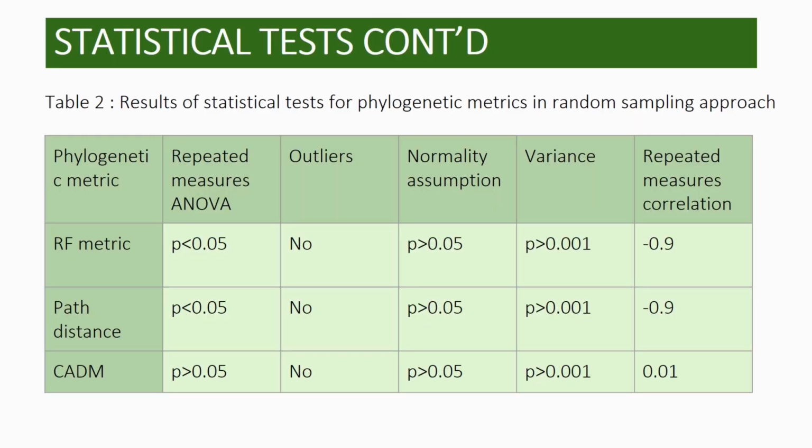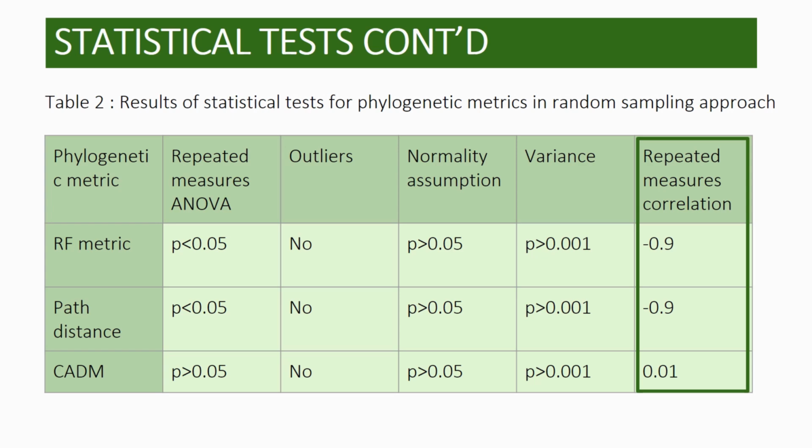As the p-values in the final assumption are greater than 0.001, they represent that the variances of group differences are equal. Further, the results of the repeated measures correlation imply a strong correlation within individual groups of Robinson-Foulds metric and path distance, while congruence among distance matrices has no correlation.